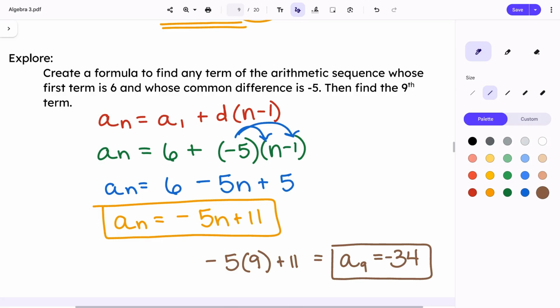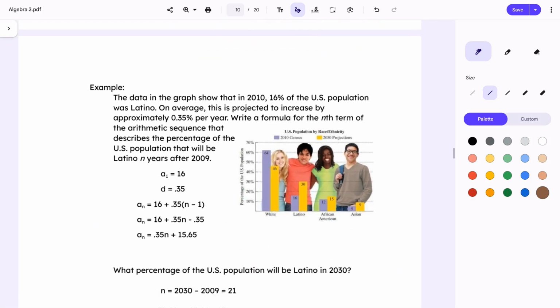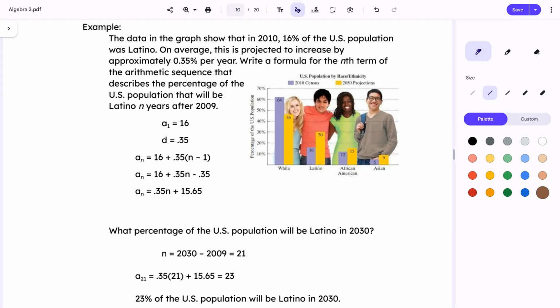Okay, now that's just if they're giving us numbers. If you guys go to the next page, we're still doing the same idea, but they're putting some context into the problems now. So this first one says data on this graph showed that in 2010, 16% of the U.S. population was Latino. On average, this is projected to increase by approximately 0.35% per year. Write a formula for the nth term of the arithmetic sequence that describes the percentage of the U.S. population that will be Latino n years after 2009.